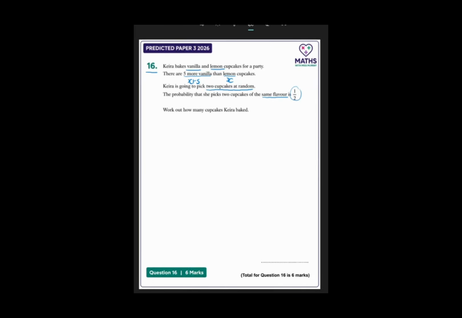Now you could draw a tree here, but you're going to end up probably running out of space. So we want 2 cupcakes of the same flavour. Well, she can have vanilla, vanilla, or she can have lemon, lemon. They're the 2 cupcakes of the same flavour.